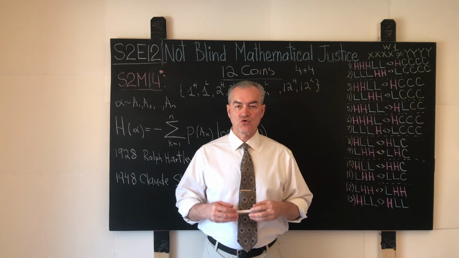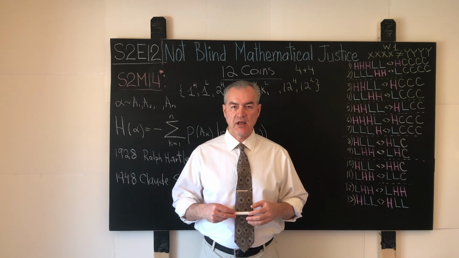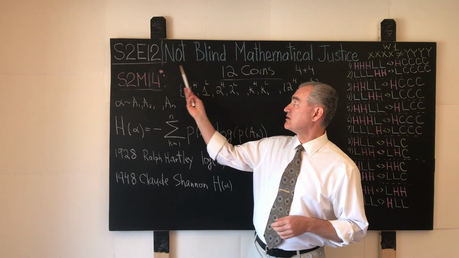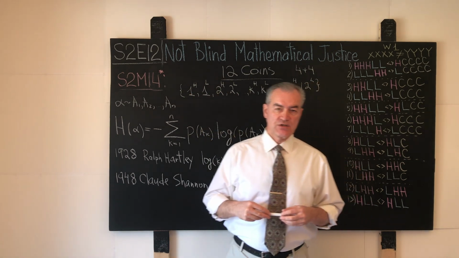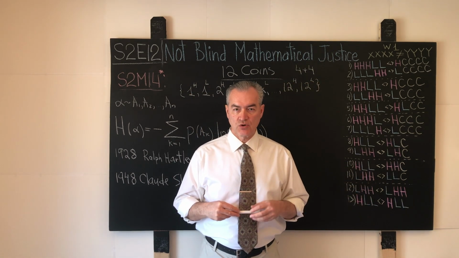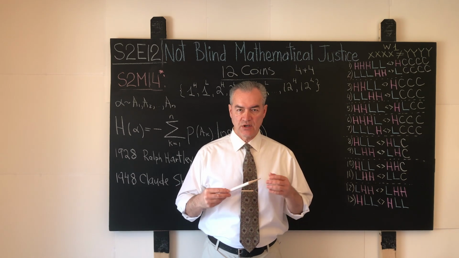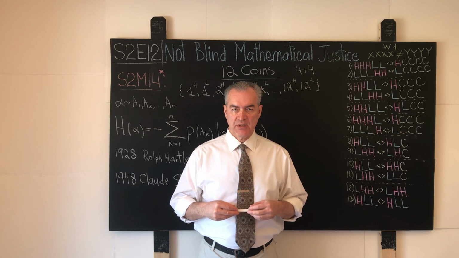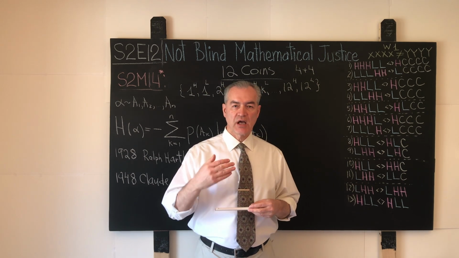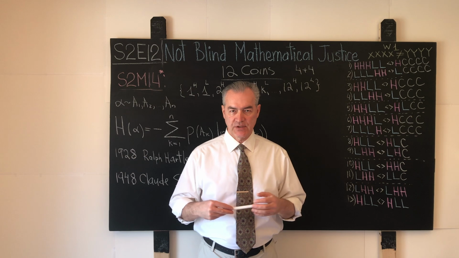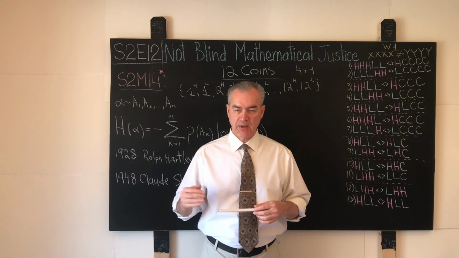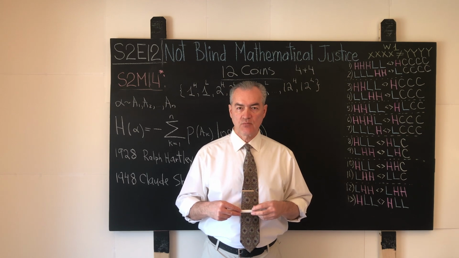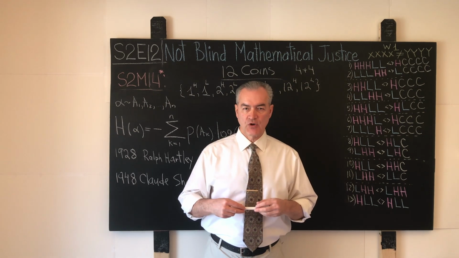And in conclusion, it should now be evident and clear why I have titled this episode Not Blind Mathematical Justice, because the solution of the 12 coin problem that we generated in this episode was adaptive. That means that in each consequent weighing, we adapt the distribution of coins over the pans and over the table depending on the outcome of the preceding weighing.